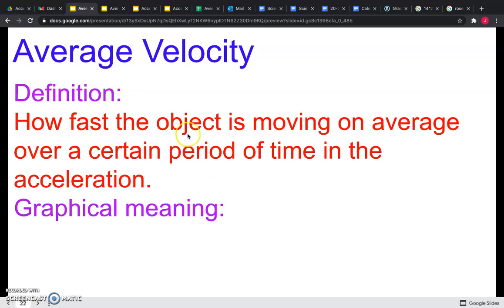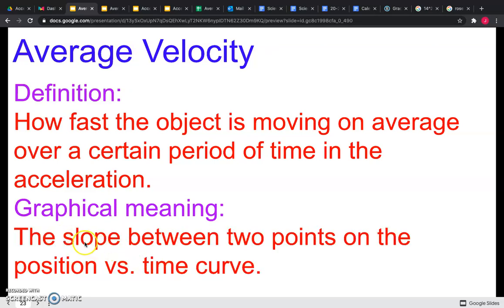So average velocity is how fast the object is moving on average over a certain period of time in the acceleration. So, if you measured up all the times between point A and point B and found the velocity at each time, this method for finding average velocity would tell you what the velocity was on average between point A and point B. And then graphically, it's just going to be the slope between 2 points on the position versus time curve. So even though it's a curved line, we're still able to mathematically calculate what the slope is. And we can use that to kind of like estimate what the average velocity is.